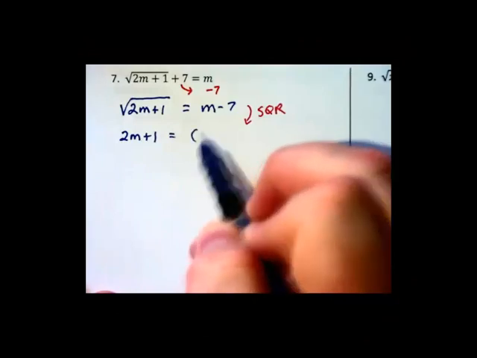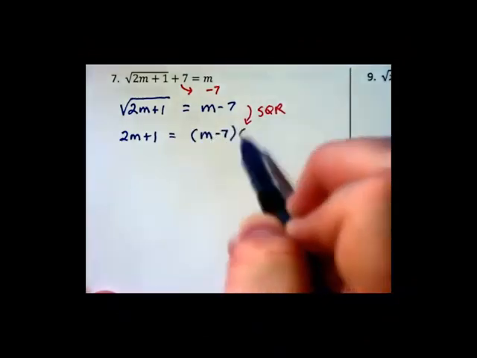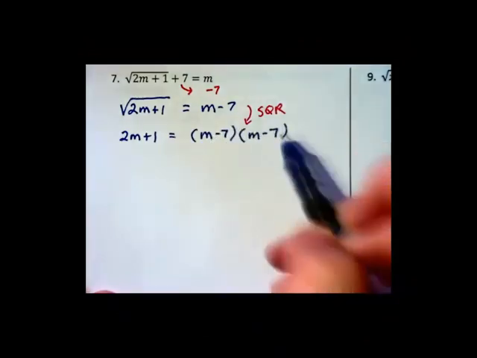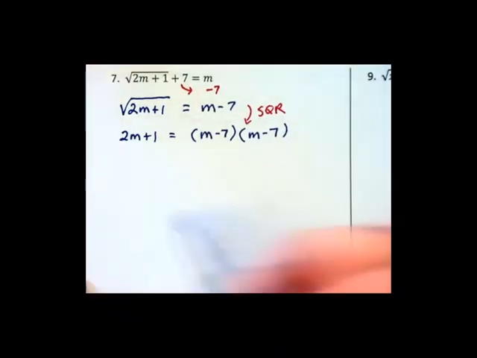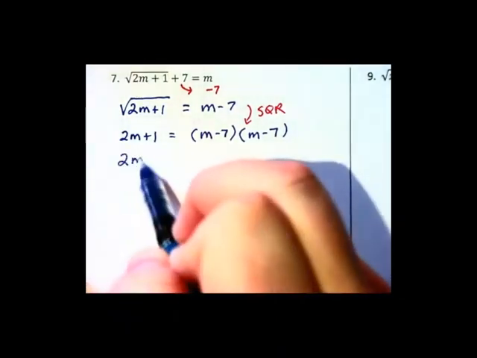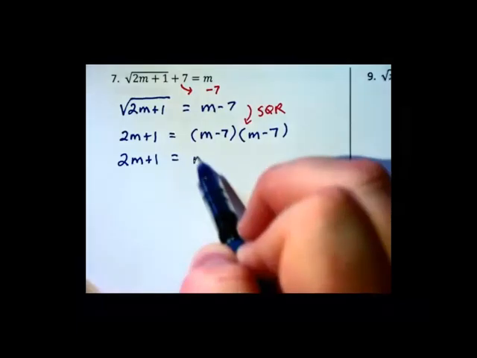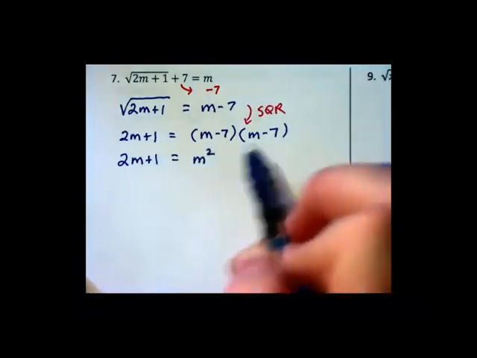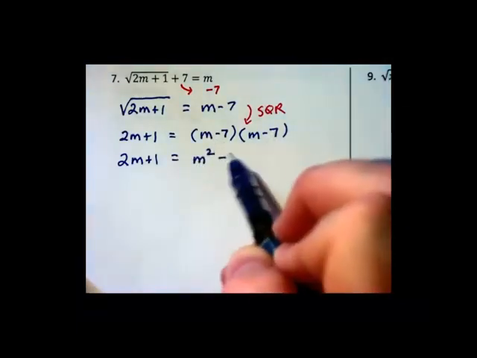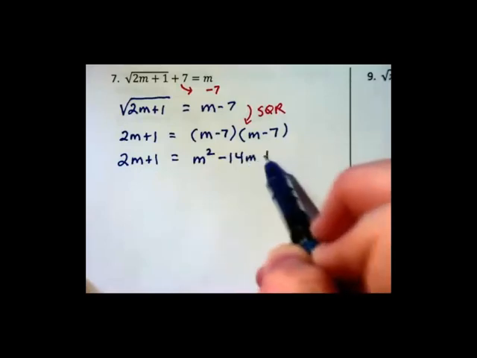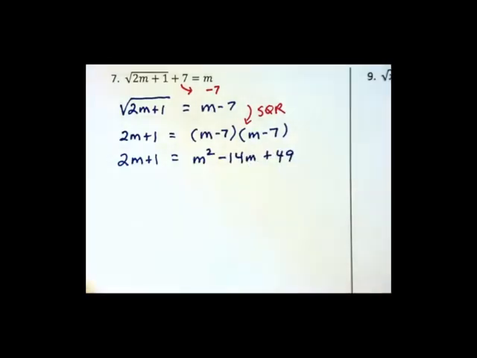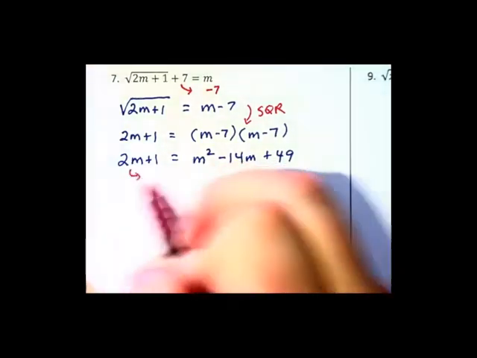On the right, FOIL problem again, m minus 7 times m minus 7. Okay, let's do that FOIL on the right. No change on the left. We're going to have m squared minus 7m and minus 7m make minus 14m plus 49. It's a quadratic equation again. That means it needs to be set equal to 0.